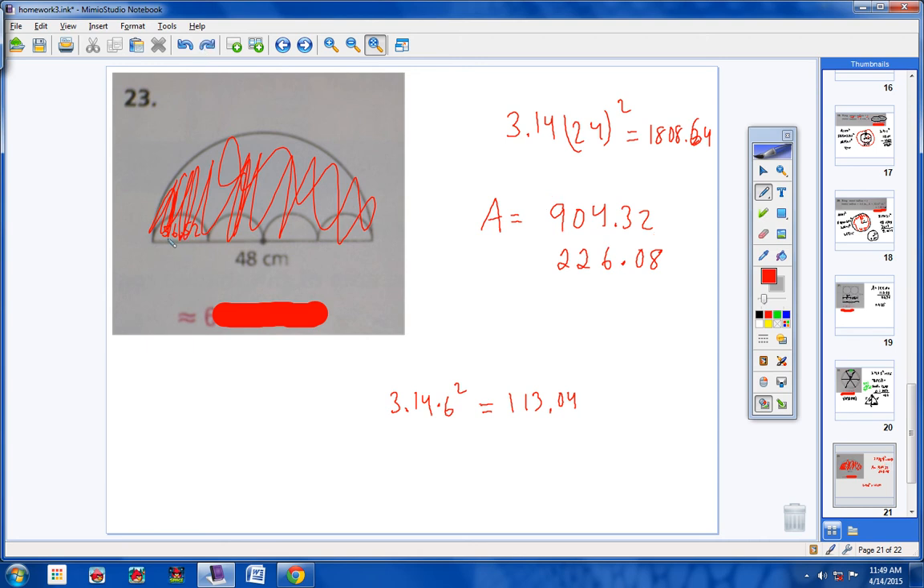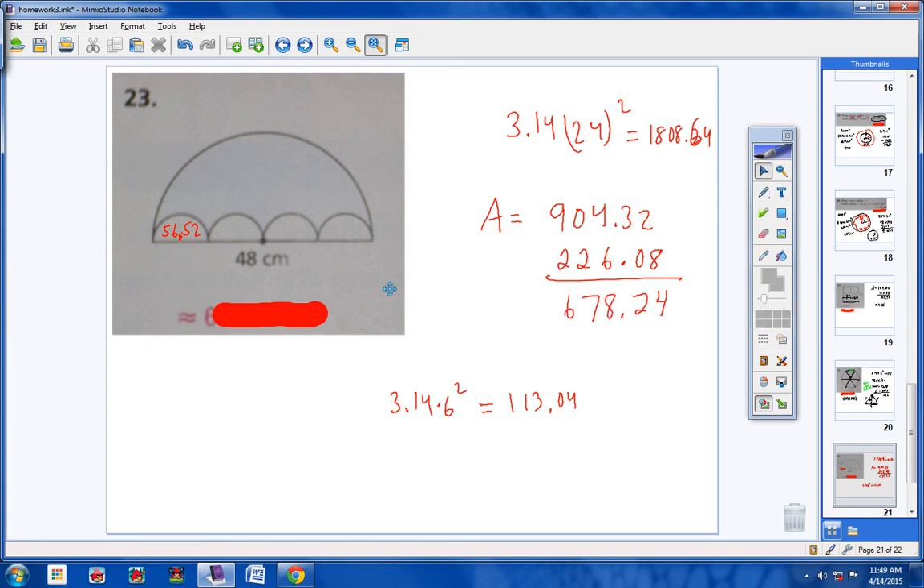The area of all these little white circles combined is 226. Subtract out the white circles, and you'll have the area of the shaded part. So this would be 24, and this would be that, I believe, 678.24, 678.58, close enough, definitely close enough, okay? So there we go, centimeters squared.